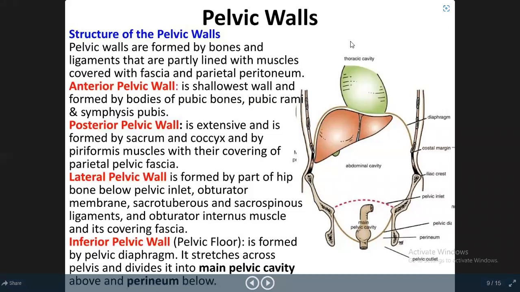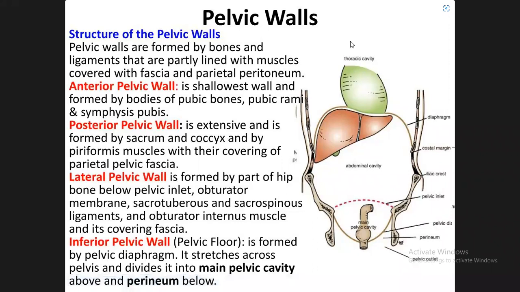Hello and welcome to a discussion on the pelvic walls. So the pelvic walls are basically formed by bones and ligaments that are partly lined with muscles covered with fascia and parietal peritoneum. Right. So you have an anterior pelvic wall, a posterior, a lateral, and a floor, which basically becomes the inferior pelvic wall.